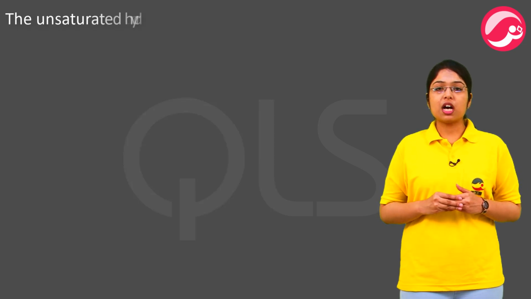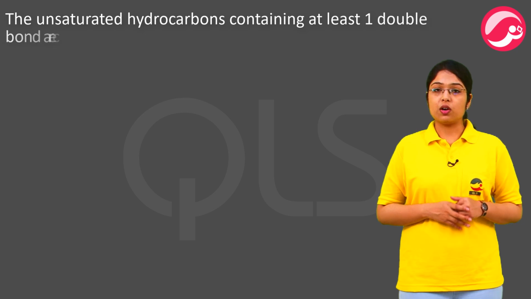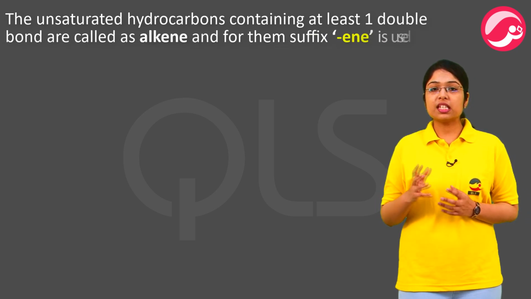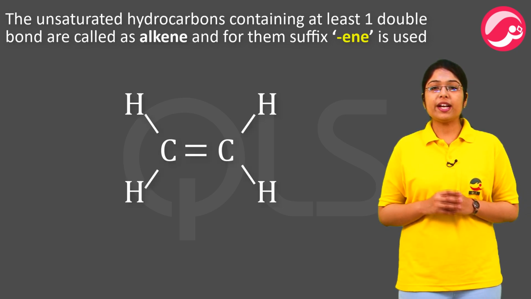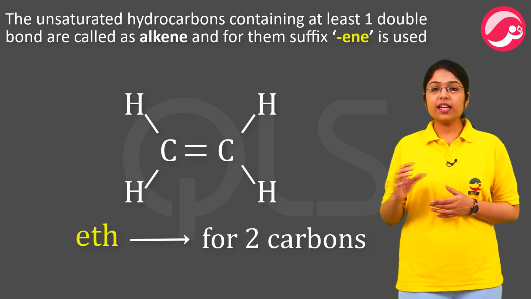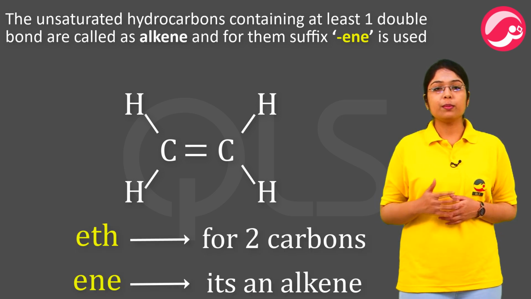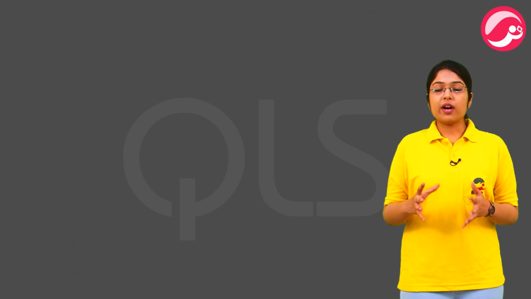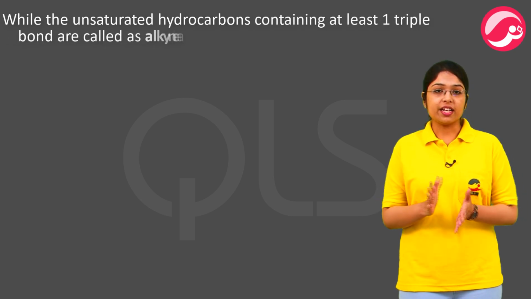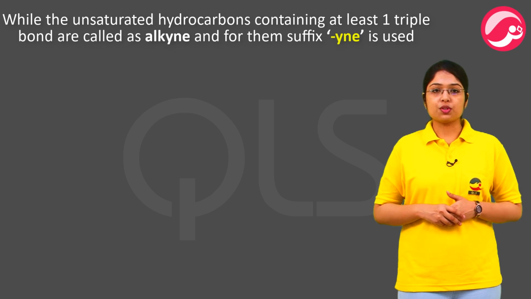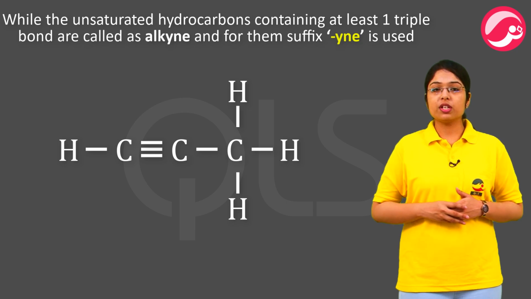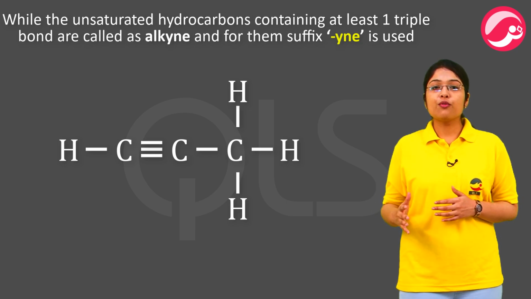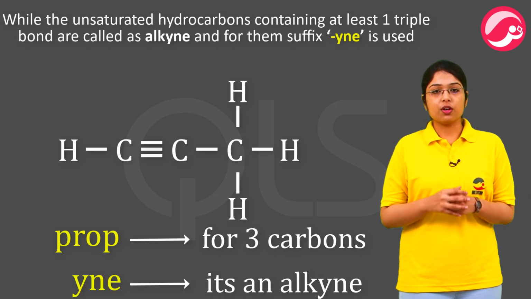The unsaturated hydrocarbons containing at least one double bond are called alkenes and for them the suffix -ene is used. For example, an unsaturated hydrocarbon with two carbons bound by a double bond is called ethene. Eth for two carbons and ene for being an alkene. While the unsaturated hydrocarbons containing at least one triple bond are called alkynes, and for them the suffix -yne is used. For example, the unsaturated hydrocarbon with 3 carbons containing one triple bond is called propyne. Prop for being 3 carbons and yne because it is an alkyne.